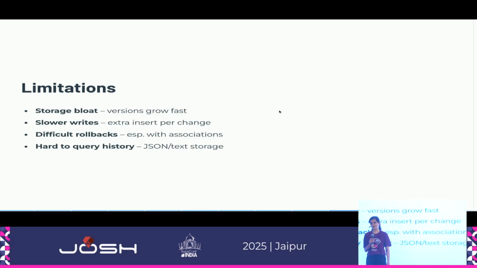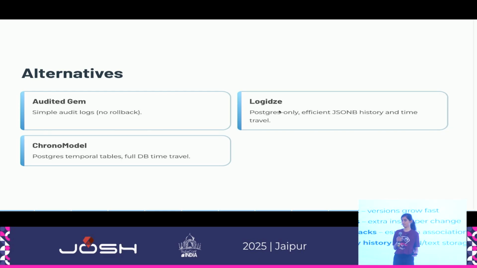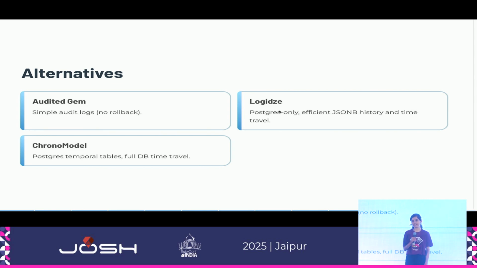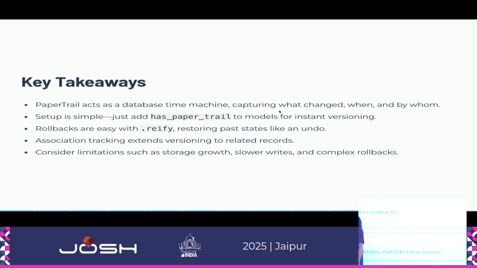Okay guys, let's be real. Paper trail isn't perfect. Sometimes the version table can bloat faster than your production logs. Sometimes writes get slower, and it gets difficult to capture associated data. Next slide. So luckily we have alternatives: the audited gem, logidze, and chrono_model.